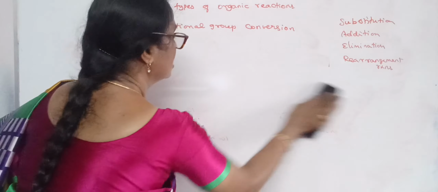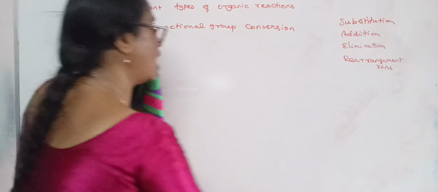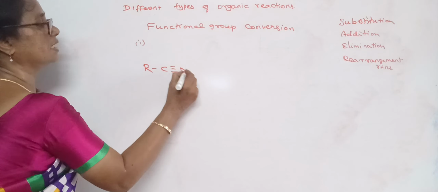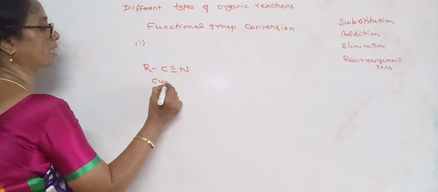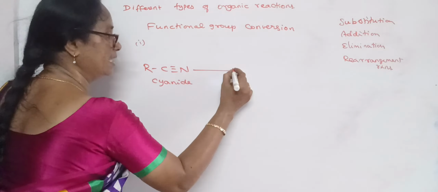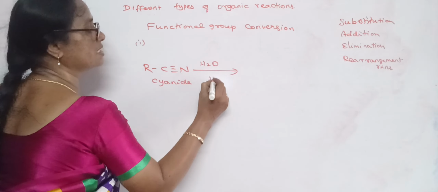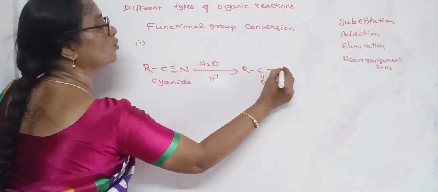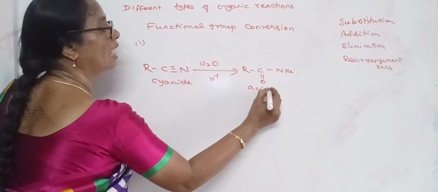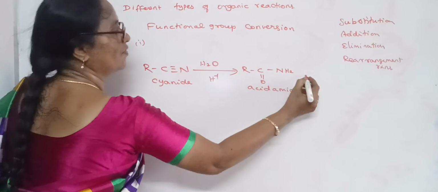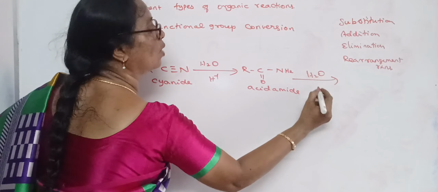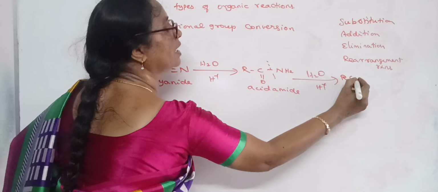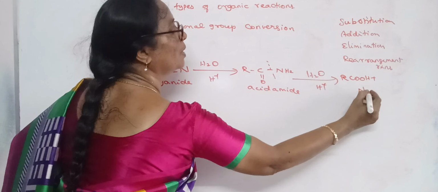The other one is conversion of cyanides into amides or carboxylic acid. Let us take the compound RC triple bond N. This is called cyanide. When it is hydrolyzed by water in the presence of acid, the CN group is converted into the CONH2 group. This is called acid amide. When it is further hydrolyzed by water in the presence of acid, then this bond gets broken, so we will get RCOOH plus NH3.